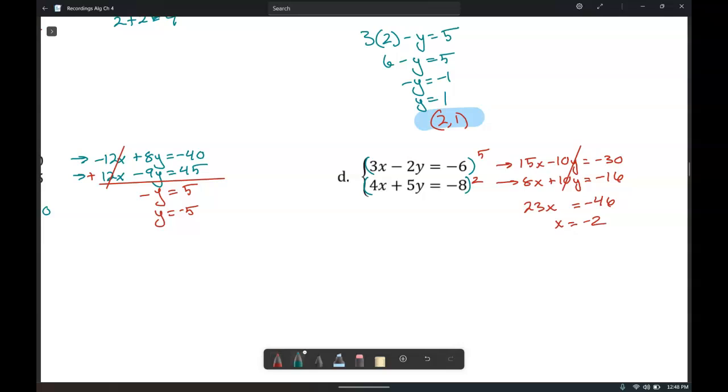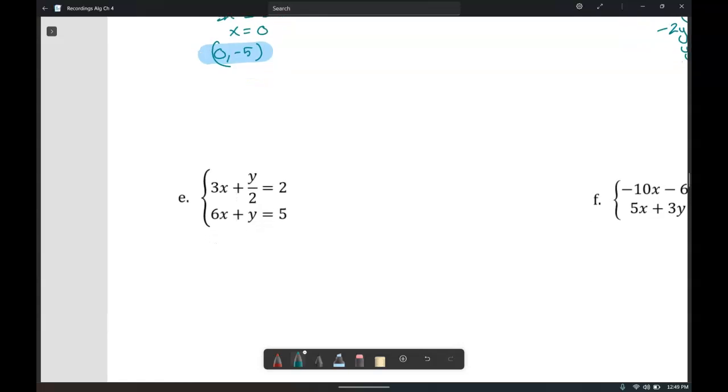We can now substitute negative 2 back into either equation. Let's do the first one. And we just solve. And we get our ordered pair, negative 2, 0.